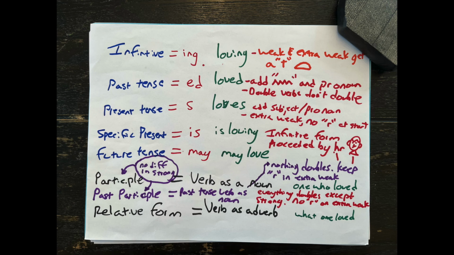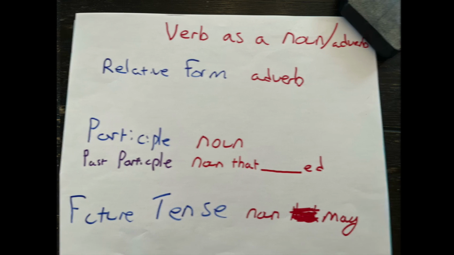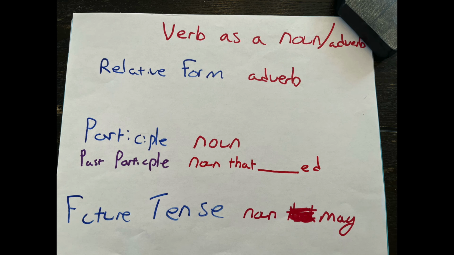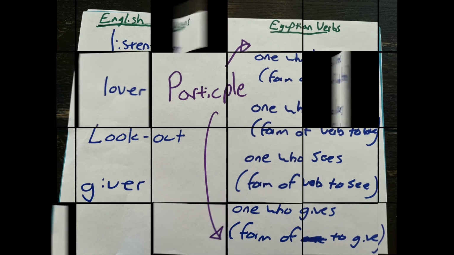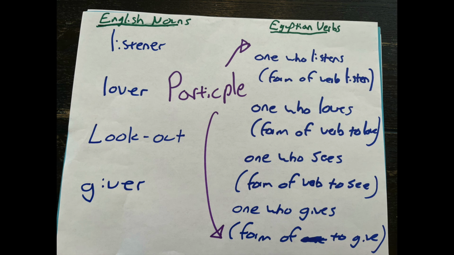And lately we have been looking at the different tenses that ancient Egyptian has that English doesn't quite have. And that is the relative form, the participle, the past participle, and the future tense. So, what are these? These are tenses that turn the verb into either a noun or an adverb. If we're looking at the past participle, the verb to see in the participle form becomes one who sees. So this is obviously a little different from English. In English, we actually have words for these things, like a listener, a lover, a lookout, a giver. But instead, in ancient Egyptian, it's one who listens, one who loves, one who sees, or one who gives.